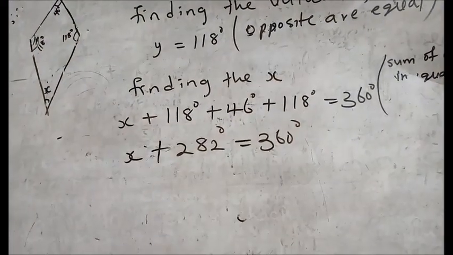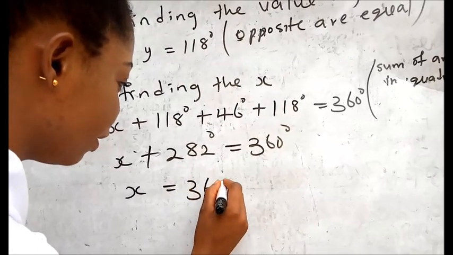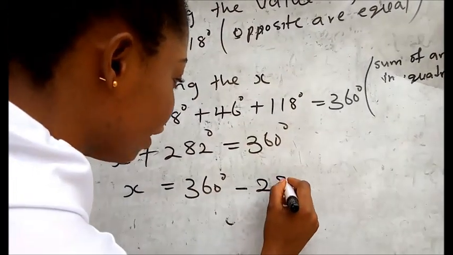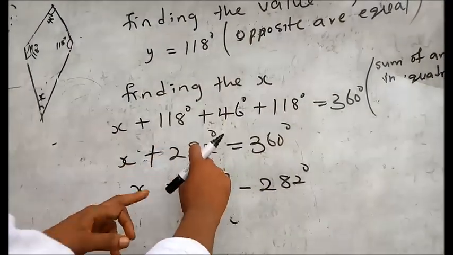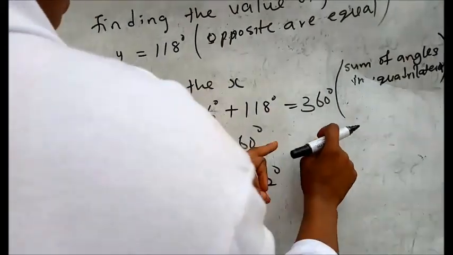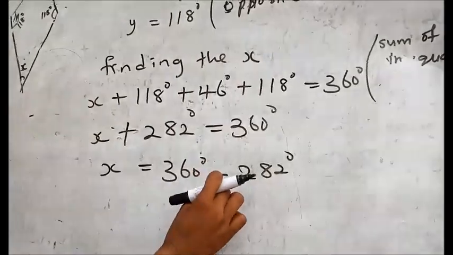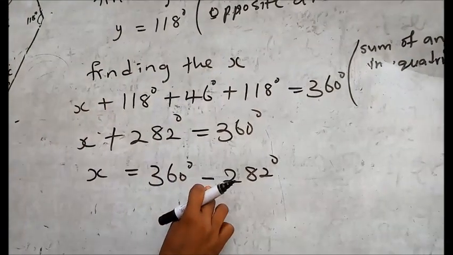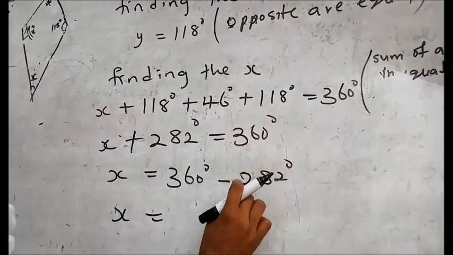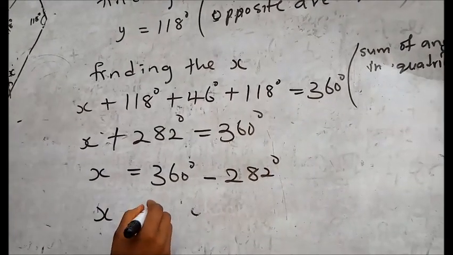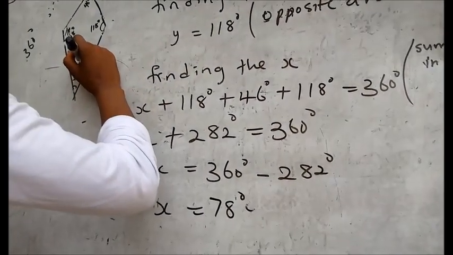And I'm looking for the value of x. I'll have x equals 360 degrees minus 282 degrees. Why is it minus here? This is plus 282. Crossing over to this side, because of the equal sign, it will change this positive number to negative. So I will now have x equals 360 degrees minus 282. I'll have my x to be 78 degrees. So my x here is 78 degrees.